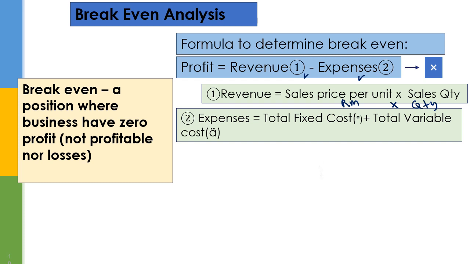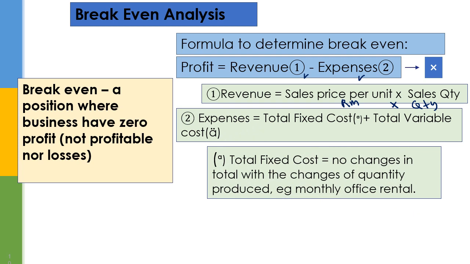What is total fixed cost? It does not change in total with changes in quantity produced. It means costs that remain the same in total regardless of changes in activity level. For example, monthly office rental.